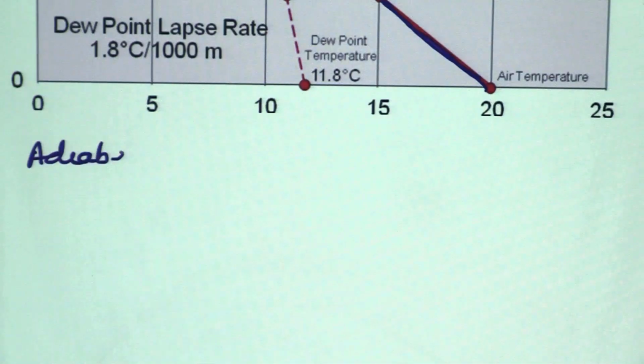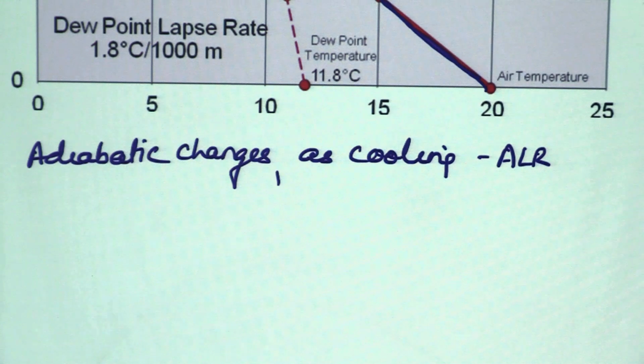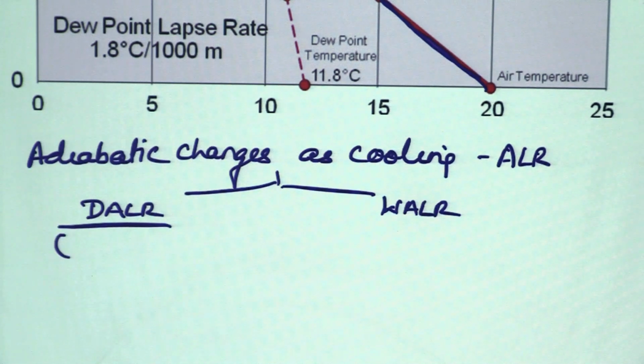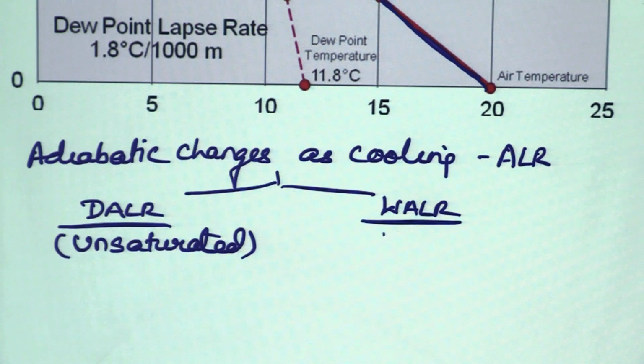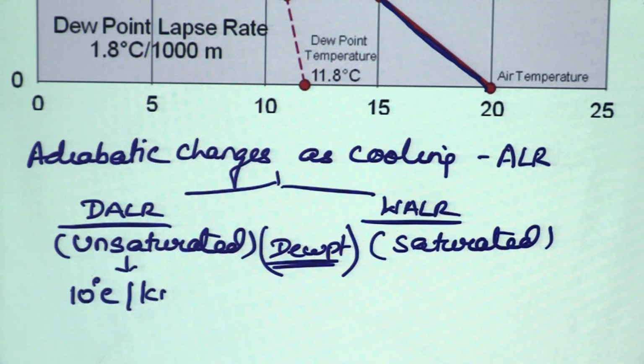So quickly repeating, adiabatic cooling is called adiabatic lapse rate. Adiabatic lapse rate has two types, dry adiabatic lapse rate and wet adiabatic lapse rate. Dry adiabatic lapse rate is experienced by an unsaturated air column and wet adiabatic by a saturated air column. Another way of referring to it is dew point temperature, which we have seen with the diagram. Dry adiabatic lapse rate is steeper, wet adiabatic lapse rate is comparatively gentler.